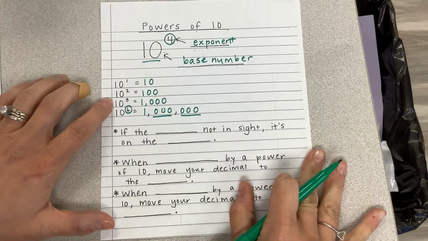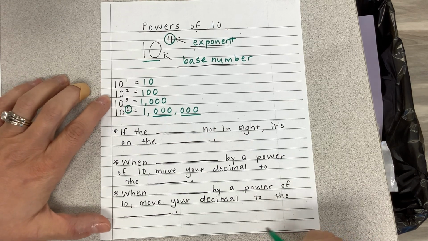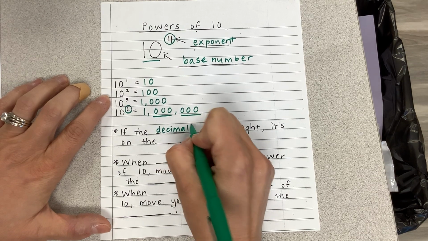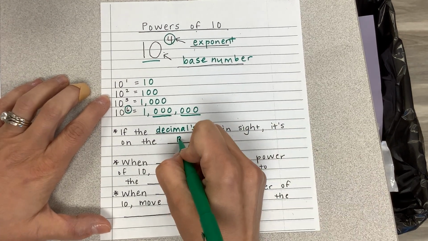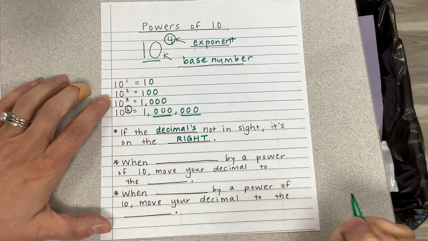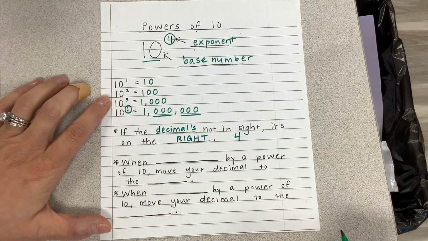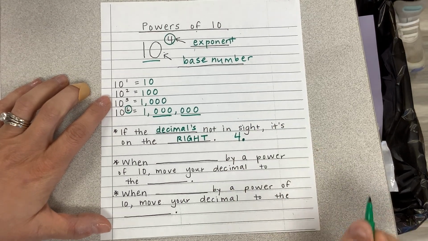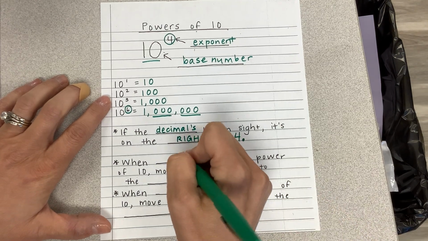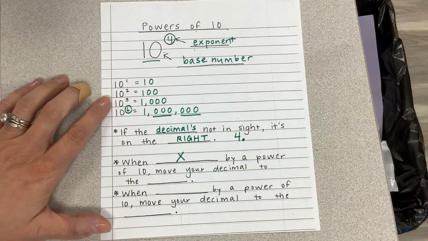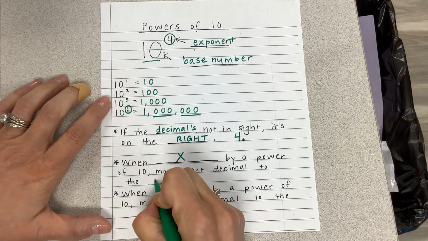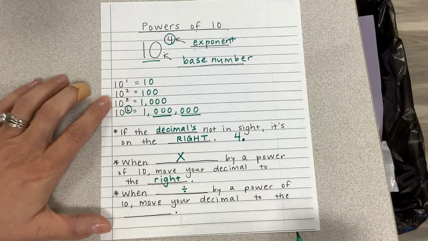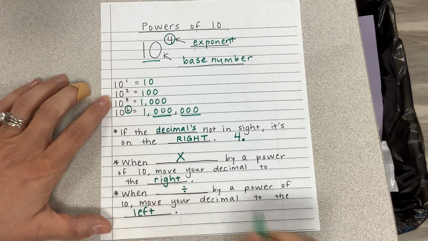All right, so we're working with whole numbers and decimals, but sometimes we don't see a decimal. So when the decimal's not in sight, it's on the right. For instance, when we see a number like 4, and we have to move our decimal, if it's not in sight, it's actually right here. We just can't really see it. It's invisible. When we are multiplying by a power of 10, we're going to move our decimal to the right. When we divide by a power of 10, we're going to move our decimal to the left.